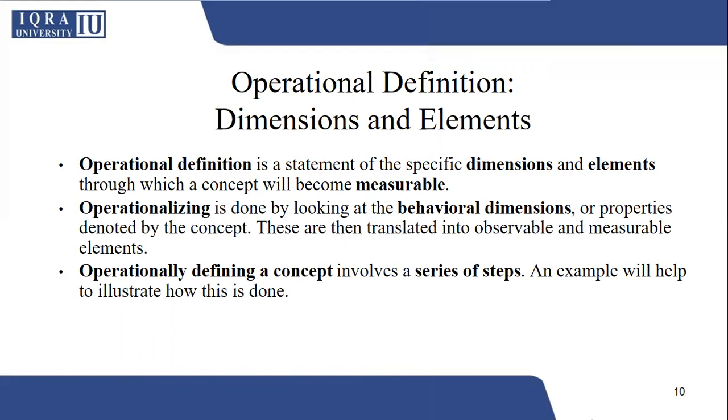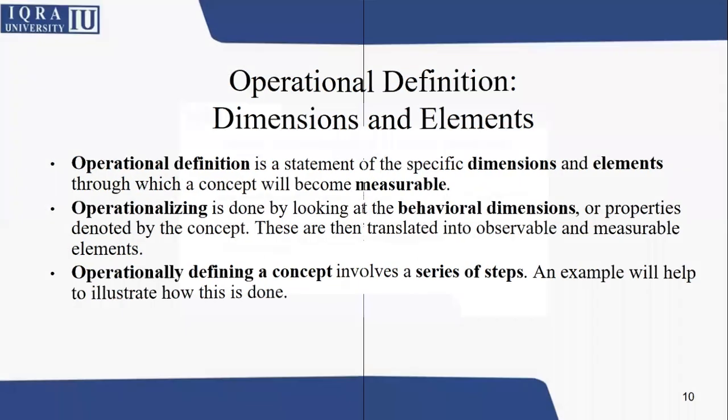Now first, what is the operational definition? Operational definition of a variable is the statement of the specific dimensions and elements through which a concept will become measurable. Operationalizing is done by looking at the behavioral dimensions or properties denoted by the concept. These are then translated into observable and measurable elements. Operationally defining a concept involves a series of steps. An example will help to illustrate how this is done.